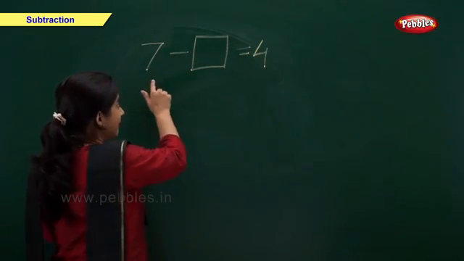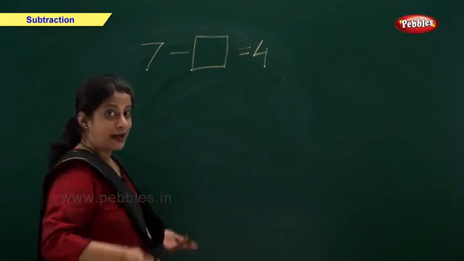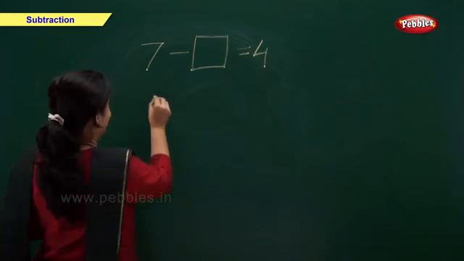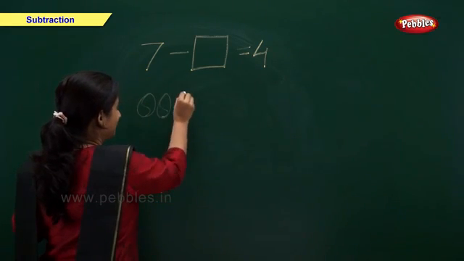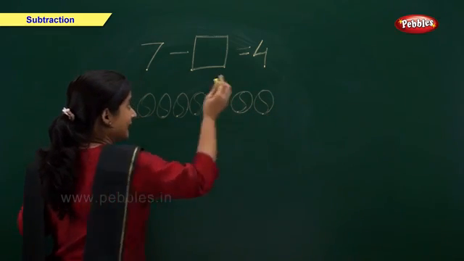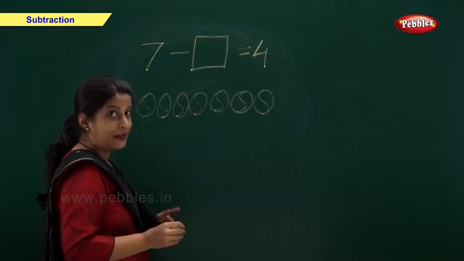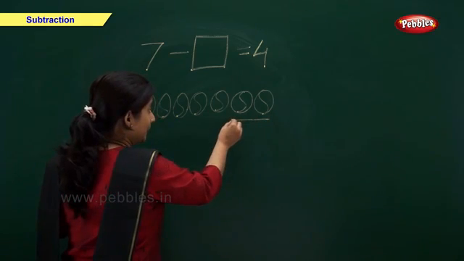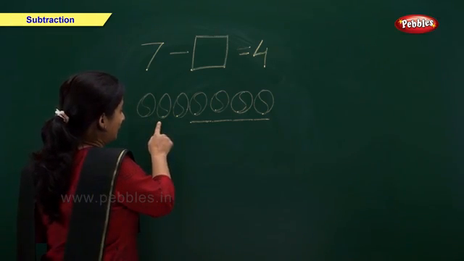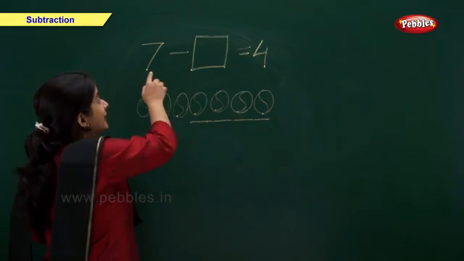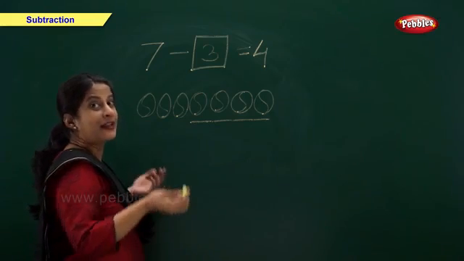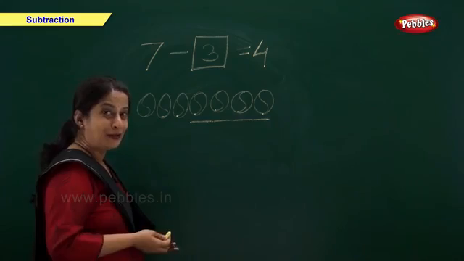Now we have 7 minus how many is equal to 4? Our answer should be 4. But our first number is 7. So let us draw 7 balls. 1, 2, 3, 4, 5, 6 and 7. Now we will underline 4 balls. This 1, 2, 3 and 4. Now how many balls remaining? Let's count. 1, 2 and 3. So friends, 7 minus 3 is equal to 4. So that is 7 balls minus 3 balls is equal to 4 balls.